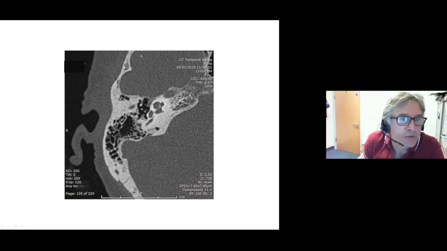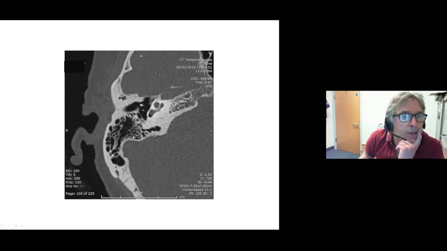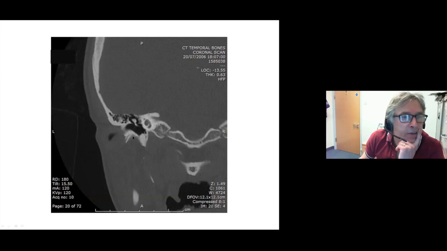And on the lateral side of the pyramidal eminence, we have our facial nerve recess just in here. And sitting behind the facial nerve recess is the facial nerve itself, which is that little dot there. So let's just have a look at that in coronal section.